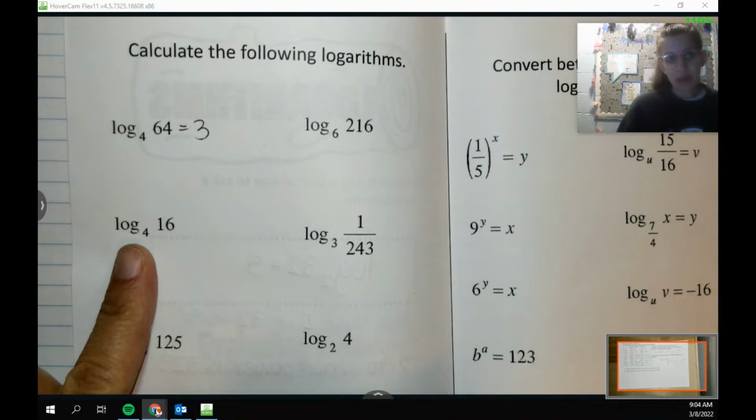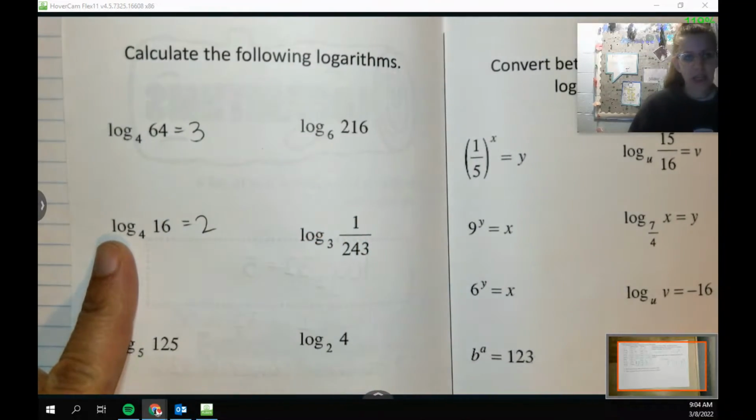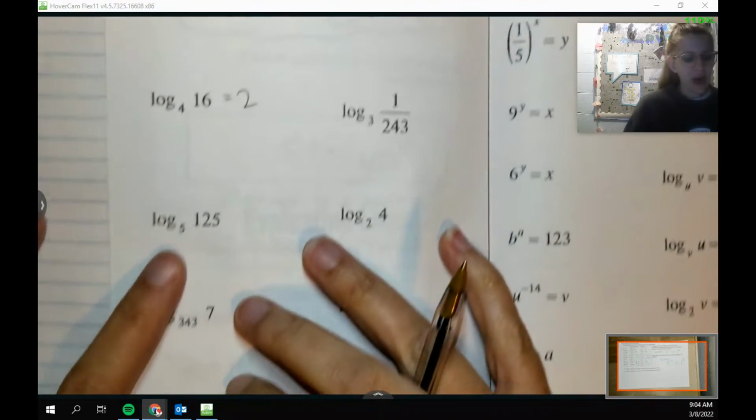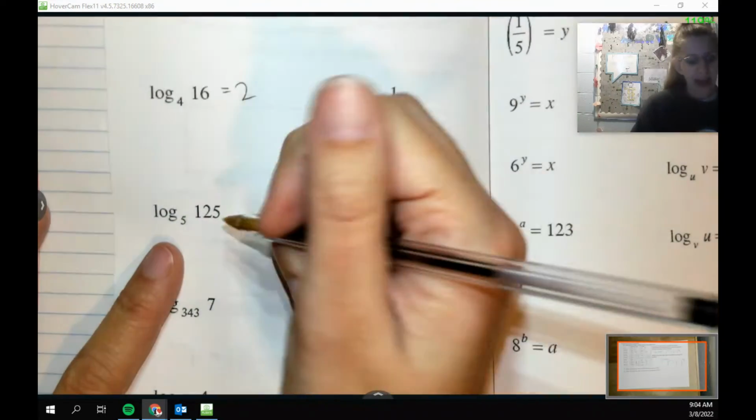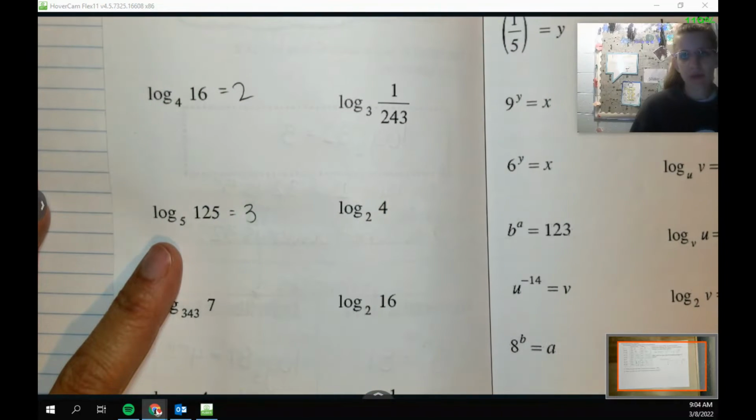Or log base 4 of 16 is 2, because 4 to the second power is 16. Or log base 5 of 125 is 3, because 5 to the third power is 125.